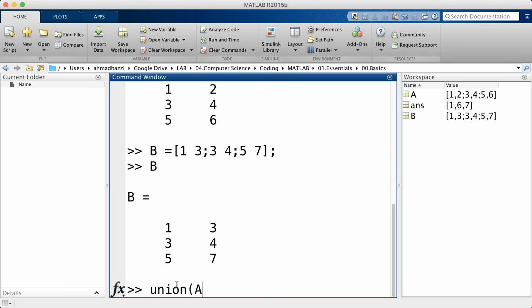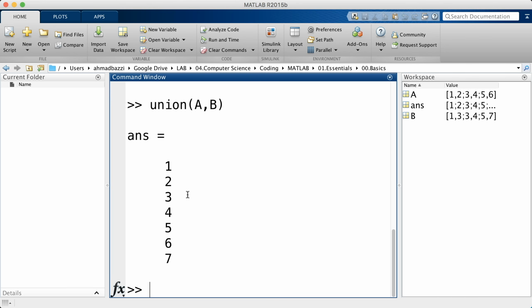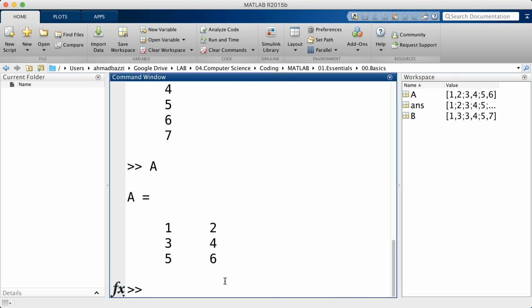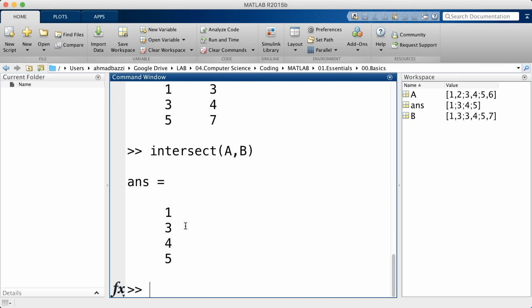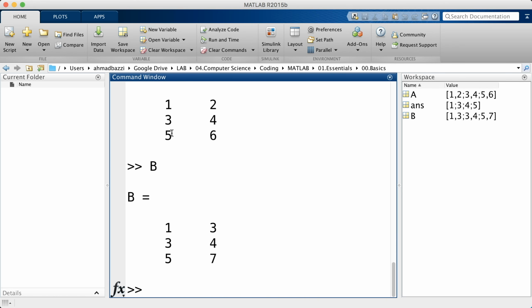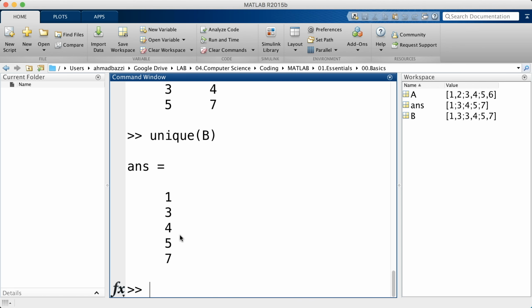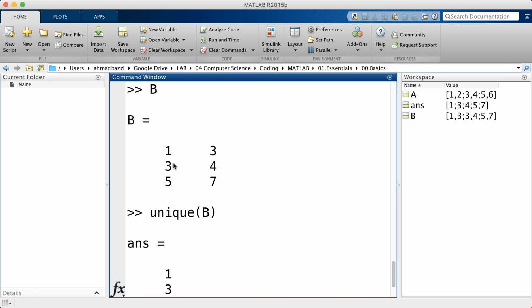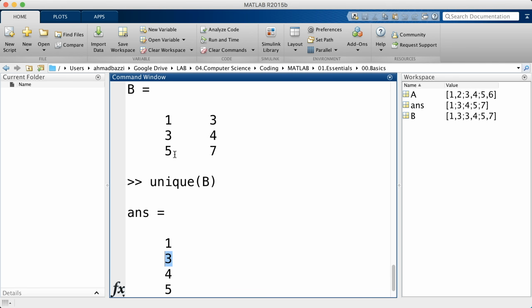So union A with B would be 1, 2, 3, 4, 5, 6, 7 because it's treated as a big column vector, whereas the intersection is 1, 3, 4, 5. That's the common elements between A and B. You've got unique. Unique B will return non-redundant elements. So 3 is mentioned twice. Unique B will return 1, 3 only once, 4, 5, 7.